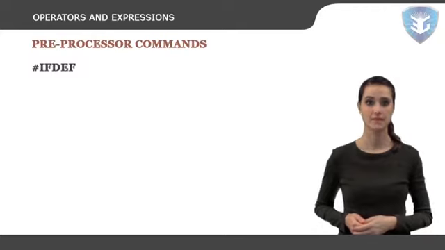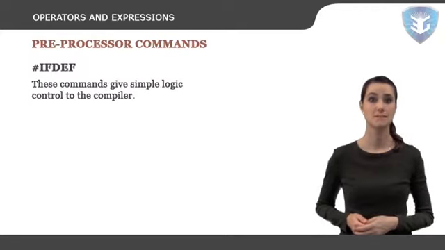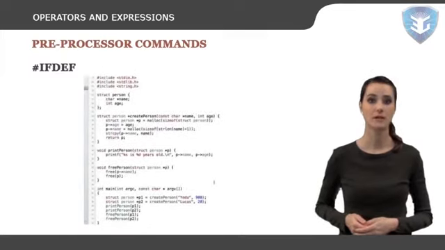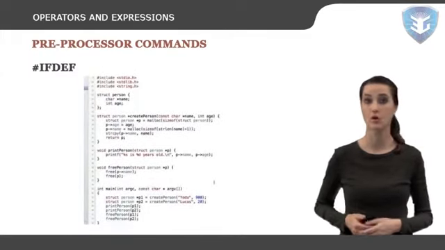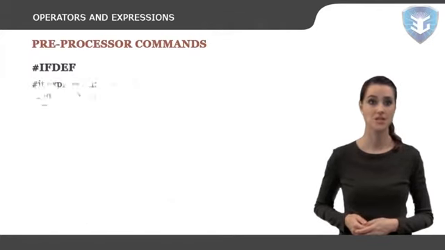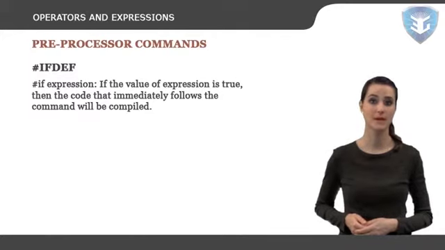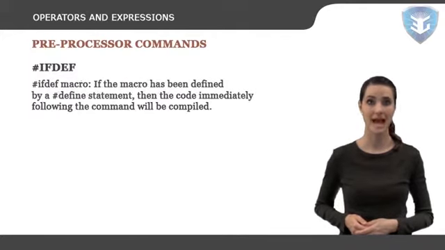#if, #ifdef. These commands give simple logic control to the compiler. As a file is being compiled, one can use these commands to cause certain lines of code to be included or not included. #if expression: if the value of expression is true, then the code that immediately follows the command will be compiled. #ifdef macro: if the macro has been defined by a #define statement, then the code immediately following the command will be compiled.